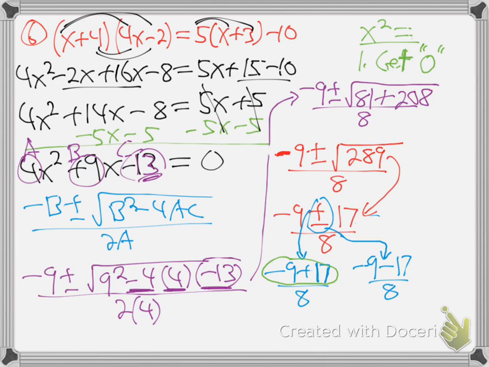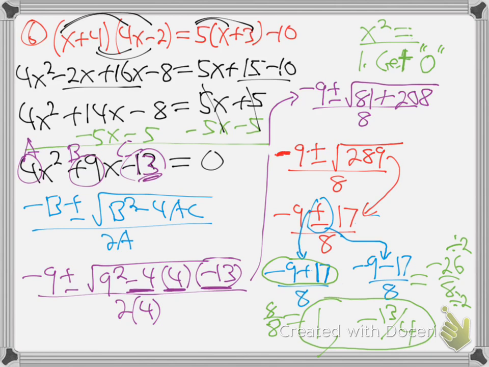So minus 9 plus 17, what is that? 8 over 8. That's 1. And what's this one? Minus 9 minus 17? Minus 26 over 8. Reduce that. Divide by 2 top and bottom, that's minus 13 over 4. So with a comma between them, those are our two answers. 1 and minus 13/4. Again, do you see why I broke it into the 2? Because this was just a plain number.